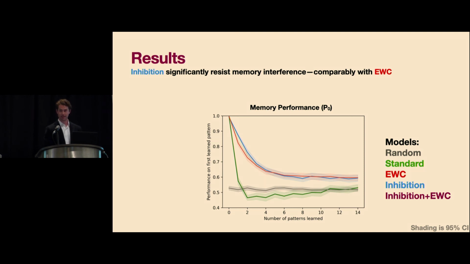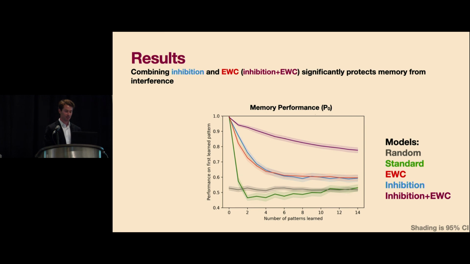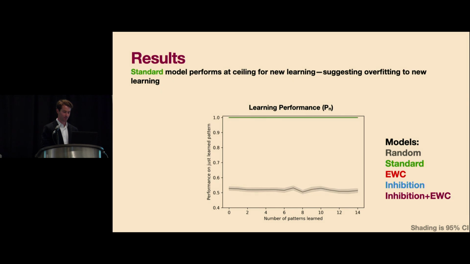Lastly, we took a look at a combination model which employed both inhibition and elastic weight consolidation, and as you can see, it significantly protected memory more than all other model versions. Memory performance, of course, is only half the story, though, with learning being the other. And as you can see here, the standard autoencoder performed at ceiling for new learning, which is indicative of overfitting to that new learning, which is what you'd expect from an autoencoder evidencing catastrophic interference.